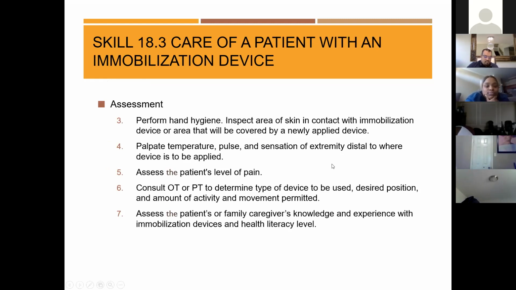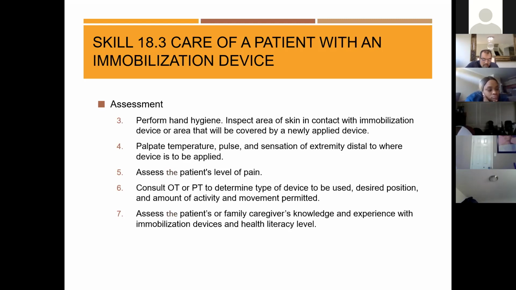All right, so just like everything else that we always do, make sure you do hand hygiene. Before you apply a brace or a splint, make sure you inspect the area, the skin, before you put it around there, okay? If there's any broken skin, any lesions, you want to make sure you make a note of that, and then you want to make sure that you report that before anything, in case they need to cover it or apply any medication to it, okay?